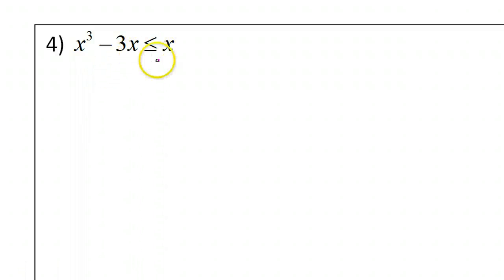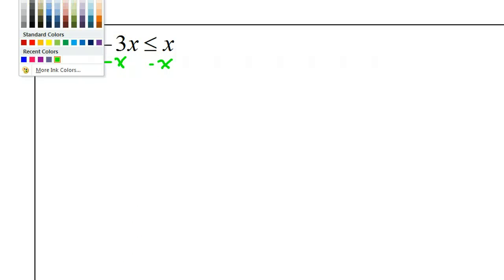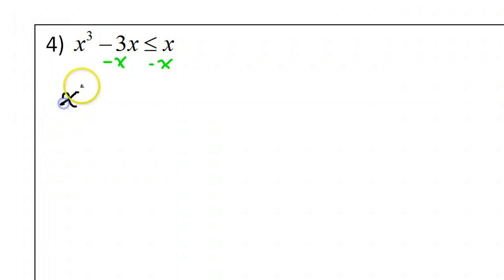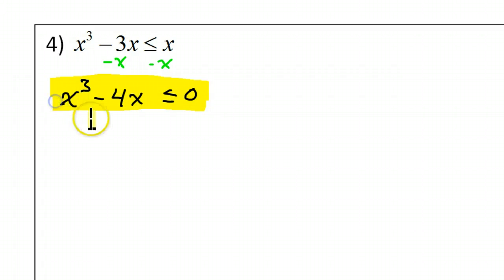Alright, take a look at number 4. Let's start by getting 0 on one side, so let's subtract x from both sides. So that's going to give me x to the third power. These are like terms, so this is going to make negative 4x is less than or equal to 0. Okay, so this is the function that we're going to deal with from now on for the rest of this problem.